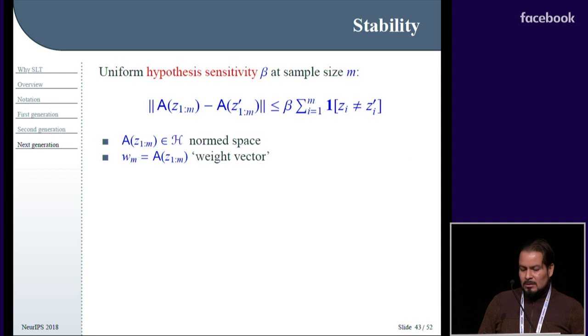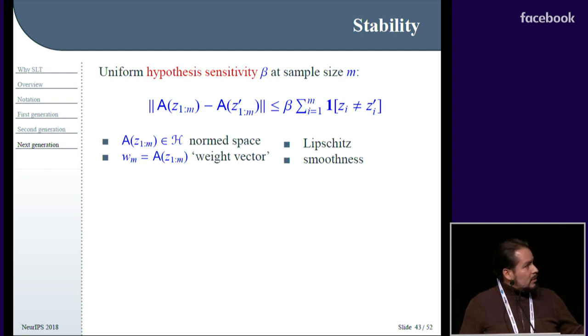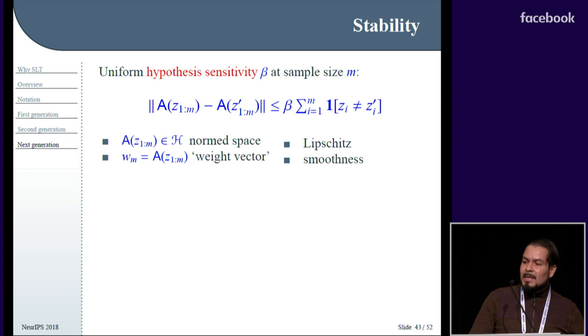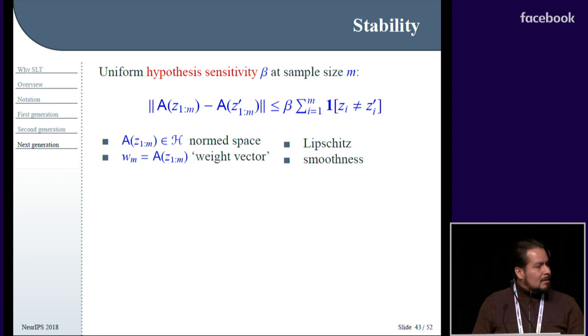And the property of sensitivity, or the property of stability, I like to see as a property of smoothness of the output of the algorithm. In fact, it's a Lipschitz factor. On the left-hand side, you have the Hamming distance between the two samples. So how different can the outputs of the algorithm be on two different training sets? If we know that the algorithm has stability beta, then that difference can be at most beta times the number of entries in which the two samples are different.